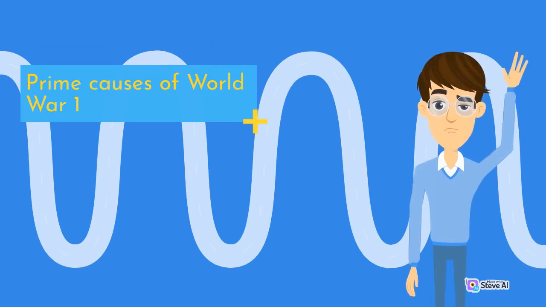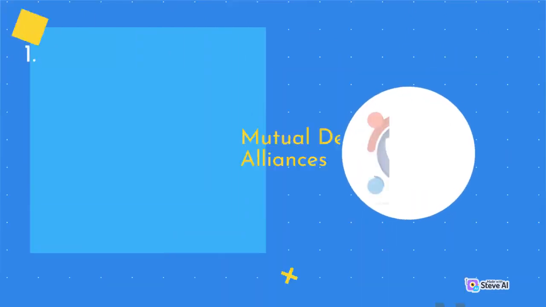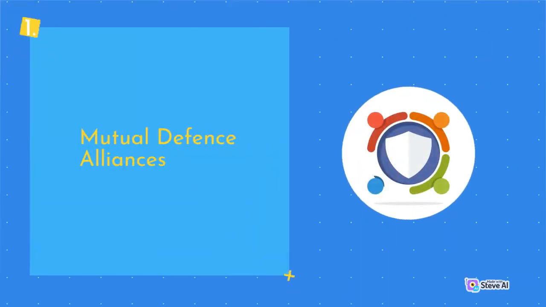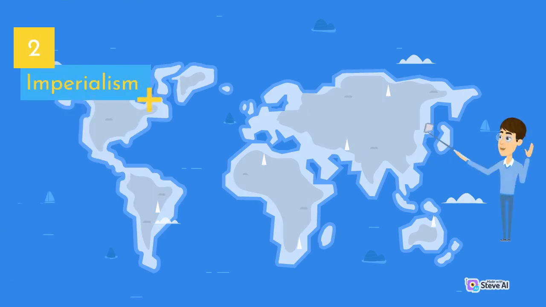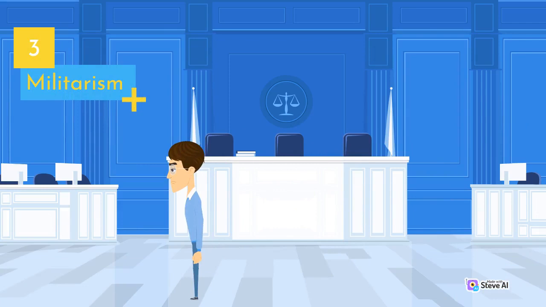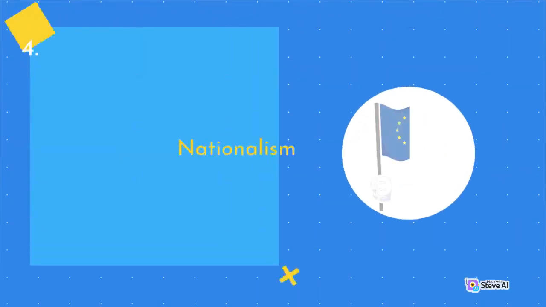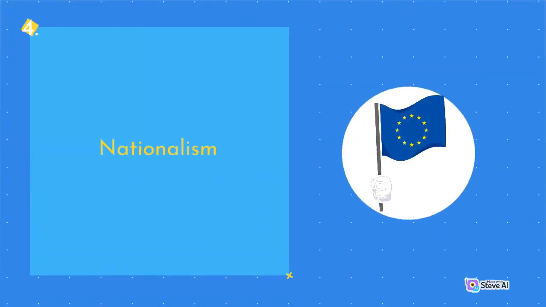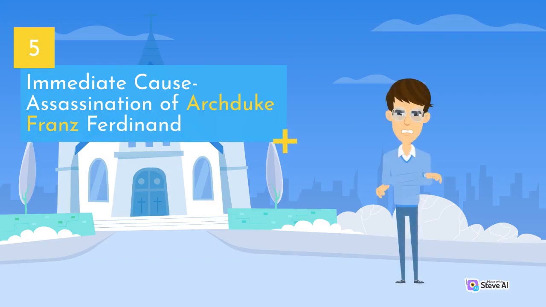Prime causes of World War I. Mutual defense alliances. Imperialism. Militarism. Nationalism. Immediate cause: assassination of Archduke Franz Ferdinand.